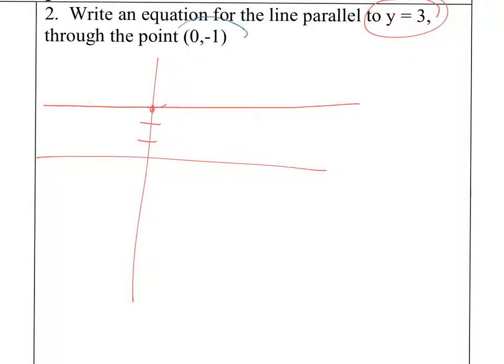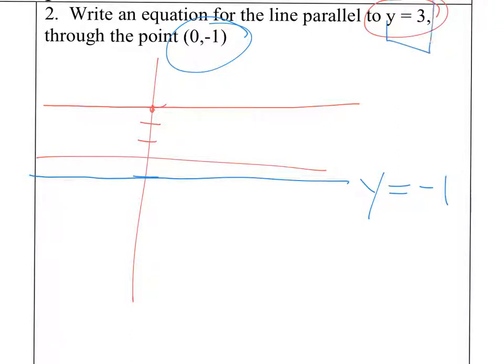Now on to the main event. Through the point 0, negative 1, a horizontal line would have the equation y equals negative 1. If you recognize from the outset that horizontal lines have an equation in the form y equals, you could jump straight to that without having to draw things out. But if you'd like to draw things out, that can be helpful.